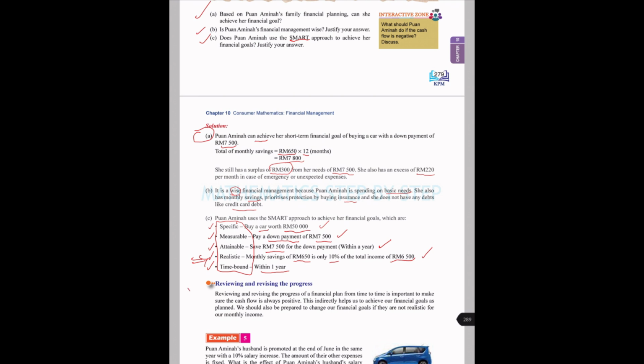So the next step involved in an effective financial management process is reviewing and revising the progress. From time to time, it is very important, okay, to make sure the cash flow is always positive. This indirectly helps us to achieve our financial goals as planned, okay? We should also be prepared to change our financial goals if they are not realistic for our monthly income.